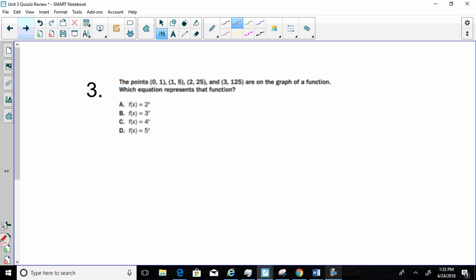So what's the pattern that's going on here? It's multiplying by 5. So which one is multiplying by 5? D. What could I also do with my points? So we could also plug it in. The only one when I plug in 2, my answer should be 25. The only one that would get me that answer is if I plugged in 2 right here in a 5 squared.